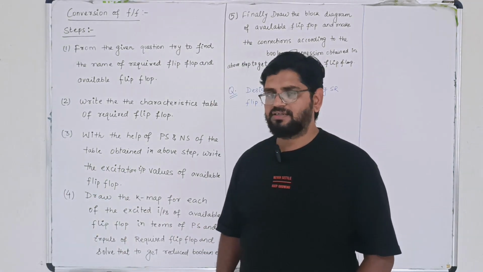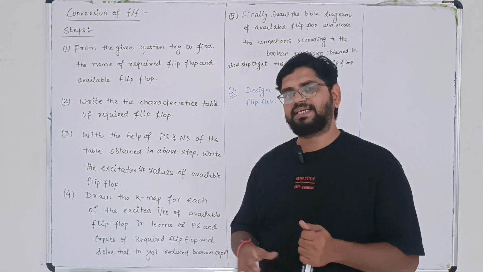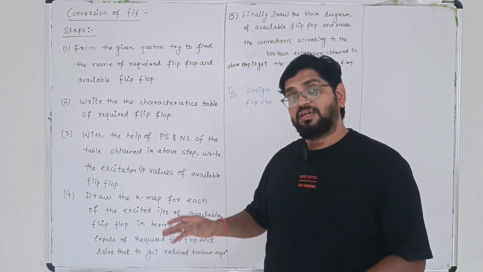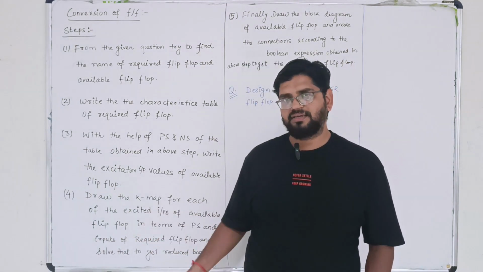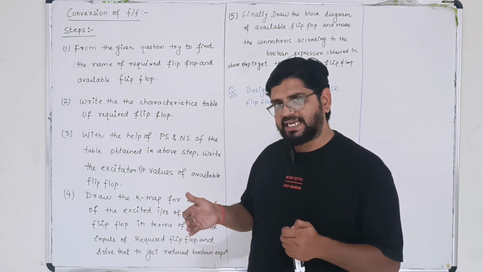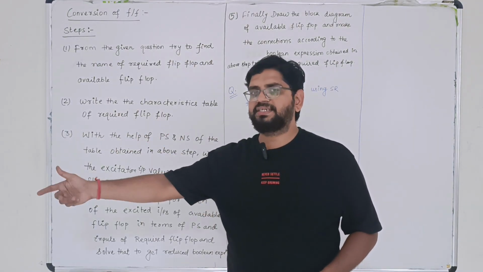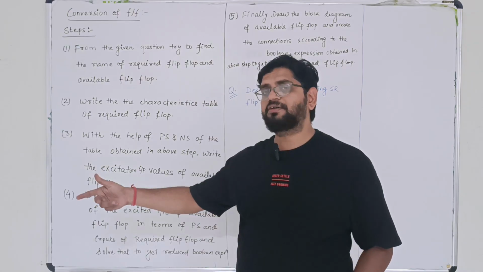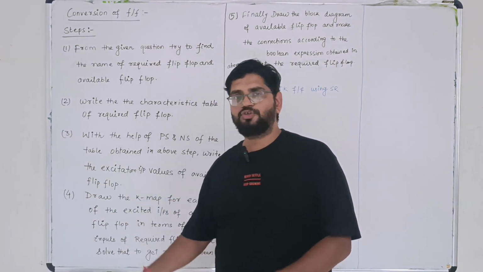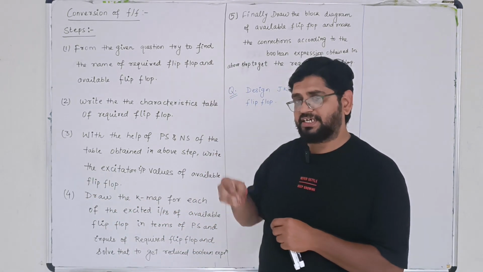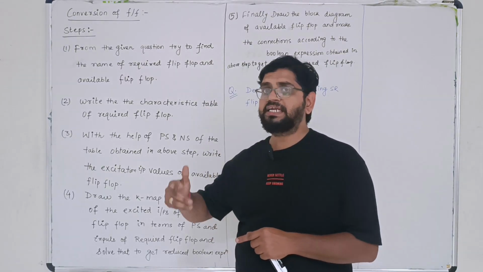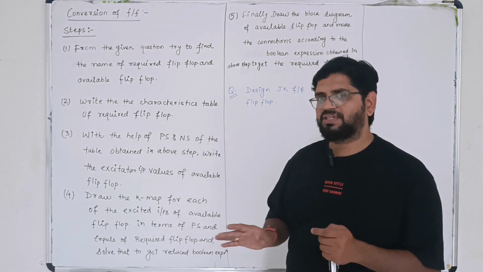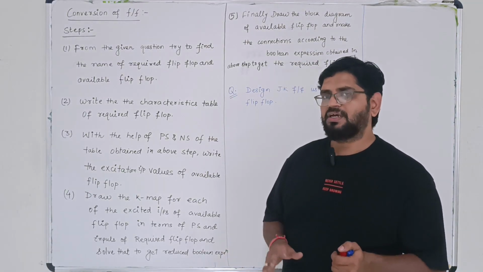Now, after writing that, you have to go for designing the K-map for each of the excitation inputs, and you need to solve that. The K-map should be drawn for the excitation input in terms of the present state and the inputs of the required flip-flop. You need to make a K-map for the excitation input of the available flip-flop in terms of the present state and inputs of the required flip-flop. Now, once you are done with that, you need to solve that K-map, and after solving, you need to draw the diagram.